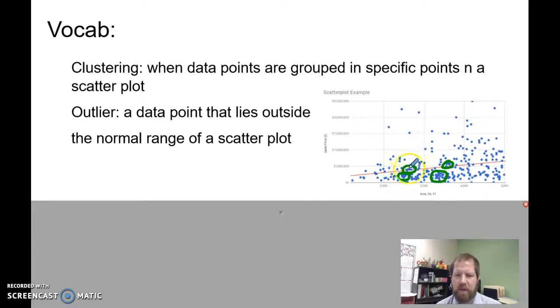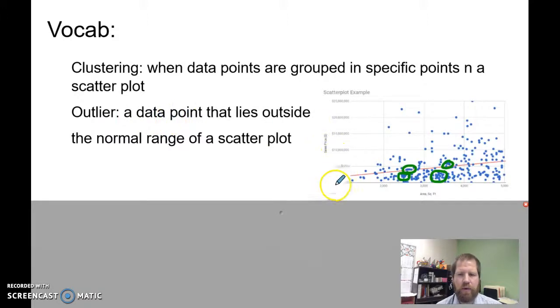And it doesn't have to be where the points are overlapping. If all of these points were more spread out, like if we blew up the graph, they might not be touching each other, but they're still going to be more tightly packed. Okay. Our second term is outlier.